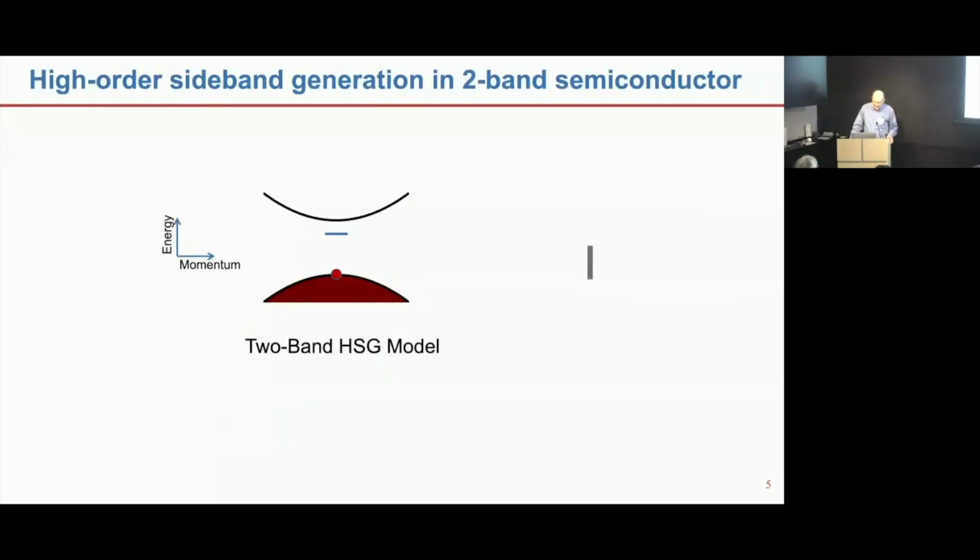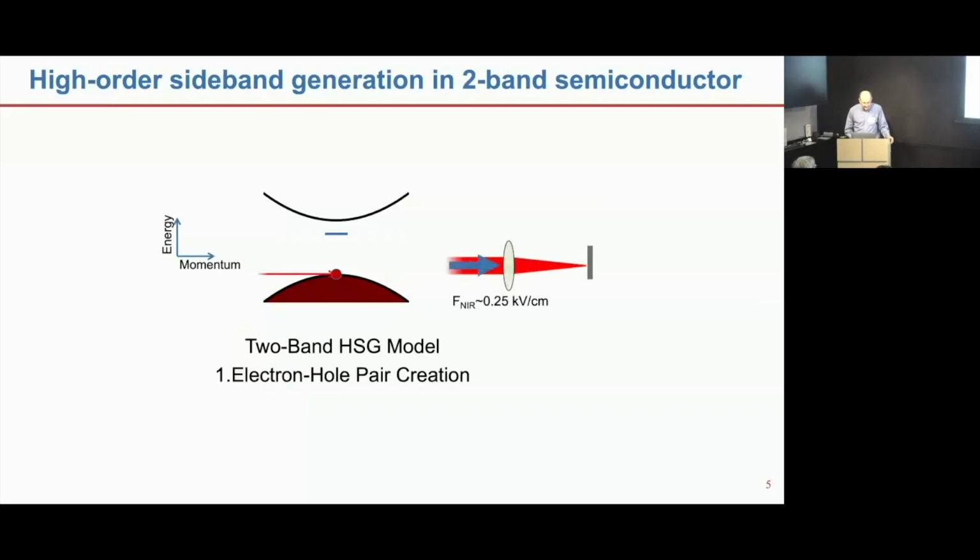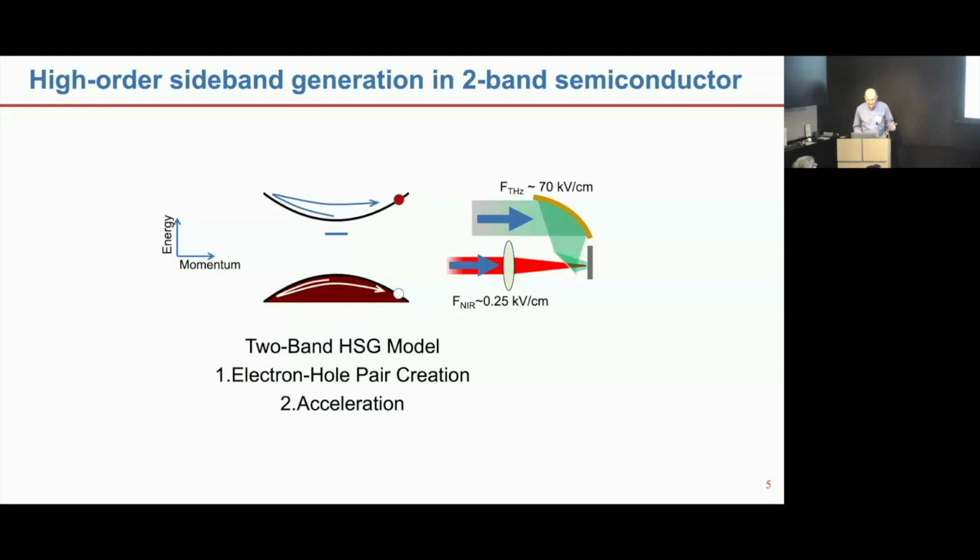Now, high-order sideband generation in a two-band semiconductor can be described by this three-step model. The first step is that an electron-hole pair is created by the weak near-infrared laser. The second step is that the terahertz accelerates the electron and hole. And in real space, the electron and the hole recombine. When they recombine, they emit a photon, and their excess kinetic energy is carried on as the offset between the near-infrared frequency and the sideband energy.